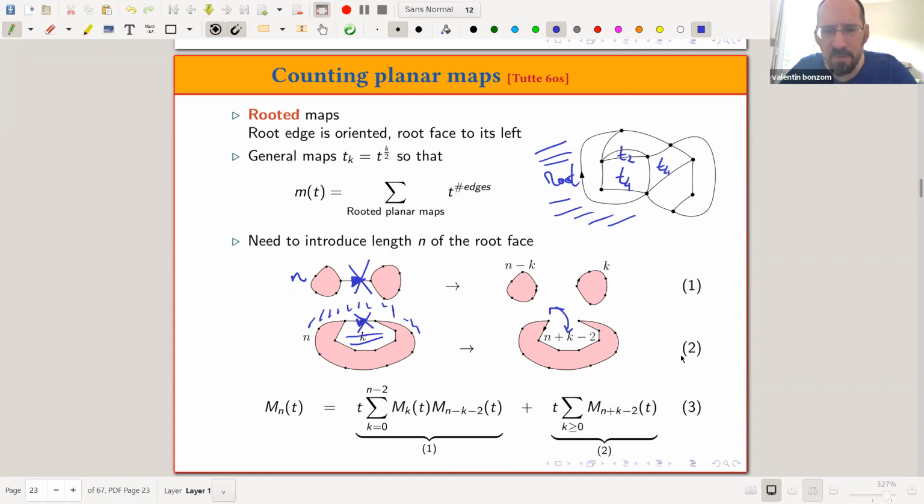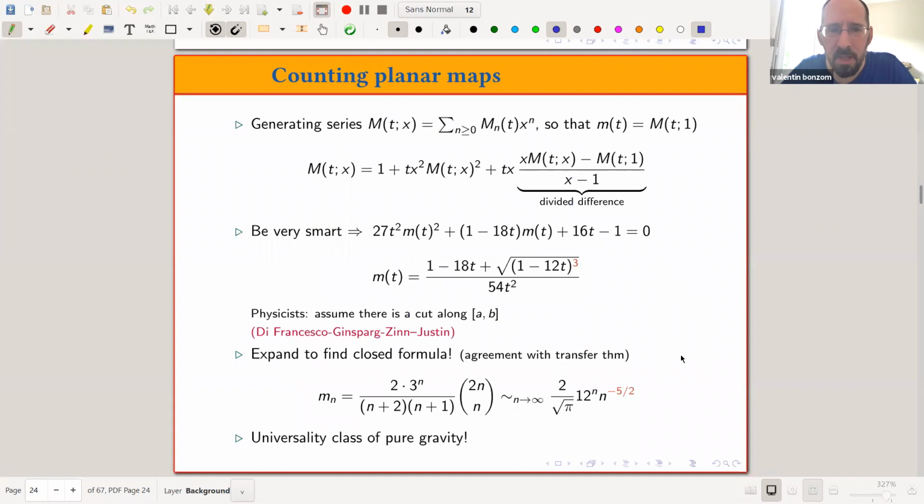Now, this is a very difficult equation to solve. Just try to write it down and think about it. It's very difficult. So what you have to do is introduce a generating series for this, meaning that you have a parameter x to the size of the boundary face, the root face. That's called the catalytic variable. And what I'm really interested in is the value at x equals 1. So when I set x equals 1, I forget about the size of the root face, the boundary face. So when I transform my previous equation using M of t and x, I get this equation.